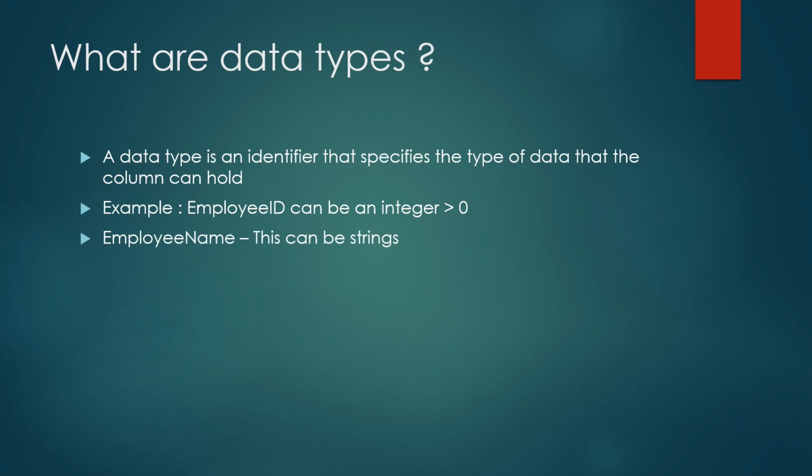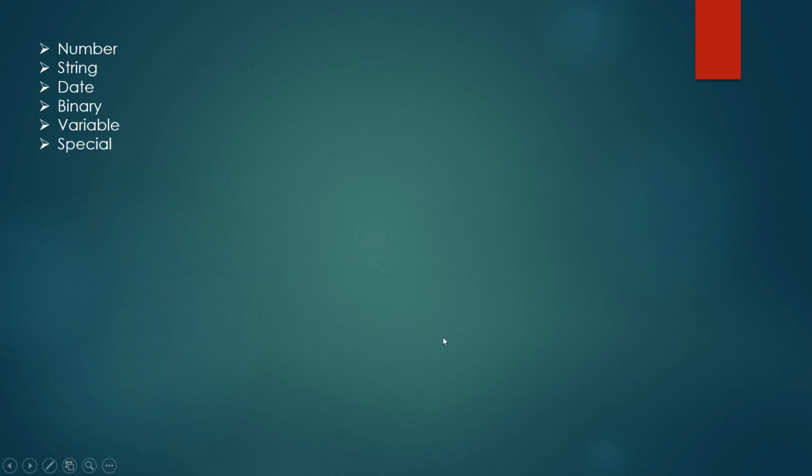Similarly, for employee names, we are going to assign it to a string, so that is again another data type. Then we think about date of birth, and we know date of birth is a specific date, so we can store date and time value for this. The basic data types are categorized as number, string, date, binary. Then we have variant, and then special data types as well.